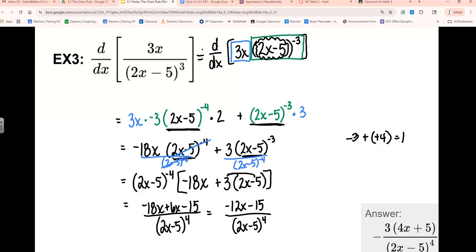We are very close to our answer here. What have they done? Factored out a 3, specifically a negative 3 here. They put the negative out front, not with the 3. And then we've got 4x plus 5 over 2x minus 5 to the 4th. You don't necessarily have to do that last step. It's just that I gave you an answer here that you're trying to match.